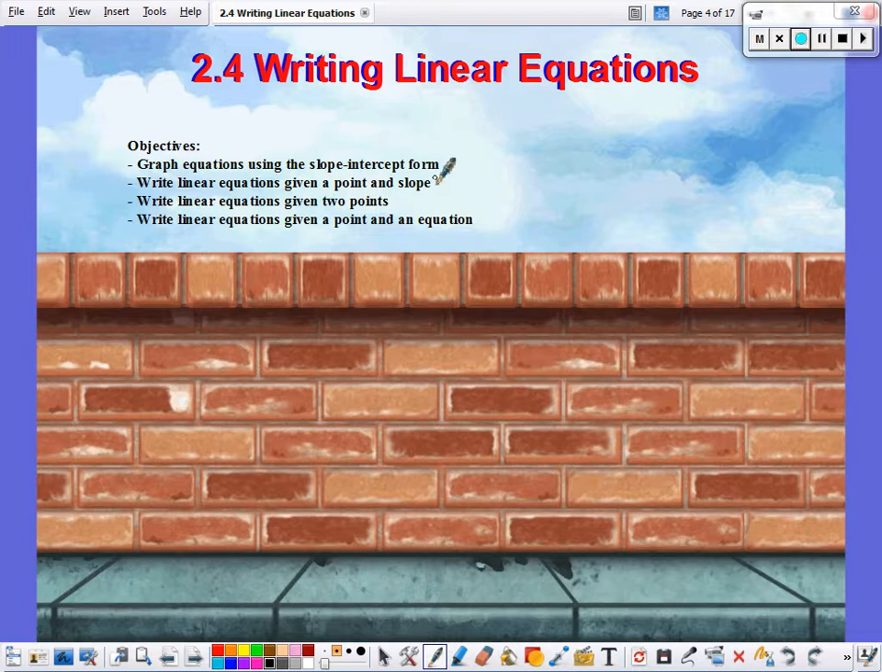Second one is write linear equations given a point and a slope. Write linear equations given 2 points, and write linear equations given a point and some other equation. So you can see most of what we're going to be doing is going to be writing equations. That's the big part of this lesson.